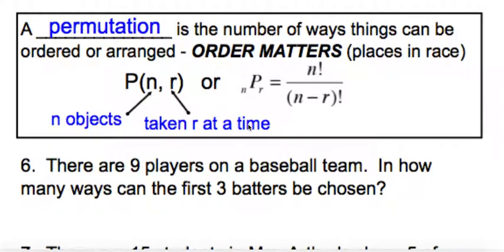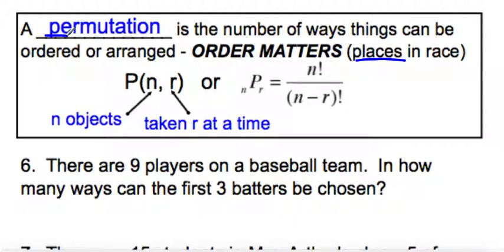Our next concept that we're going to talk about is a permutation. A permutation is the number of ways things can be ordered or arranged. Order matters. I want you to think about permutation and places, like in a race. Places, permutation, they both start with P's, okay, but order matters. It matters to me if I'm running a race and I get first place versus seventh place.